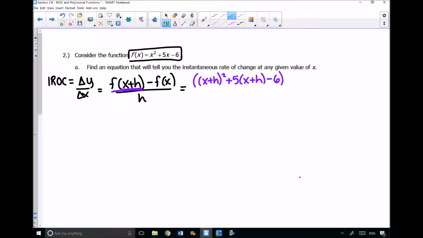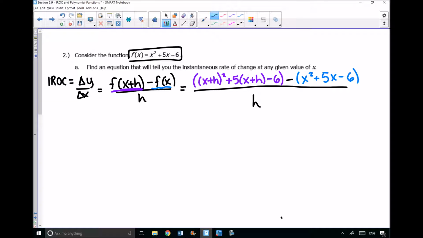Okay, just like if I wanted to figure out what f of 2 is, I would plug in 2 every time I see an x. Okay, so then once I do that, the next thing I'm going to do is subtract what my actual f of x value is. So my f of x expression is x squared plus 5x minus 6. Okay, and that's going to be all over h.